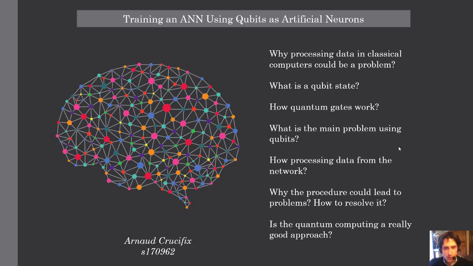I'm going to present you the main ideas of my scientific text, which is called Training an Artificial Neural Network using qubits as artificial neurons. As you can see, I divided the text into 6 topics where I will explain each of them in the easy way. So I hope that my explanations will be clear enough for you.